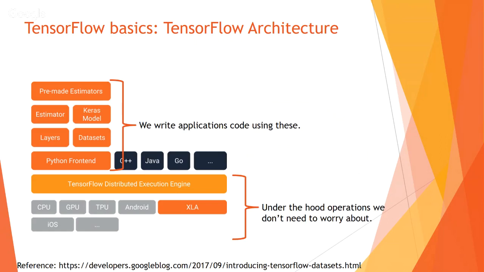So when you're writing the code in Python, it actually compiles it in this execution engine, and then gives it to your CPU or whatever device you have underneath. We don't really need to bother about what goes underneath. We'll be writing applications using the front end, and there are many abstractions above the front end. For example, there are things called the Estimator API and datasets, and also you have the Keras model on top of that.